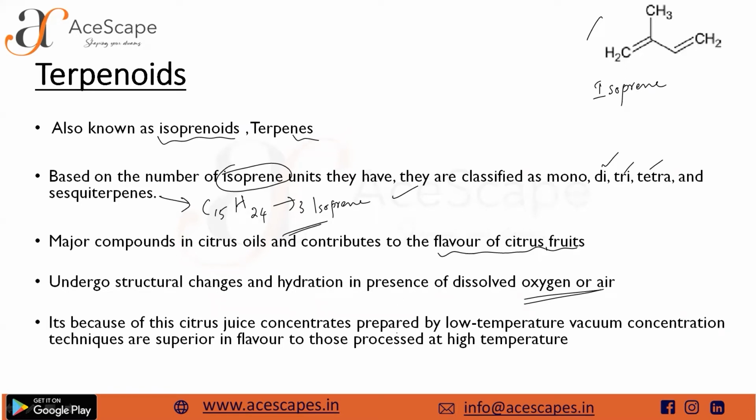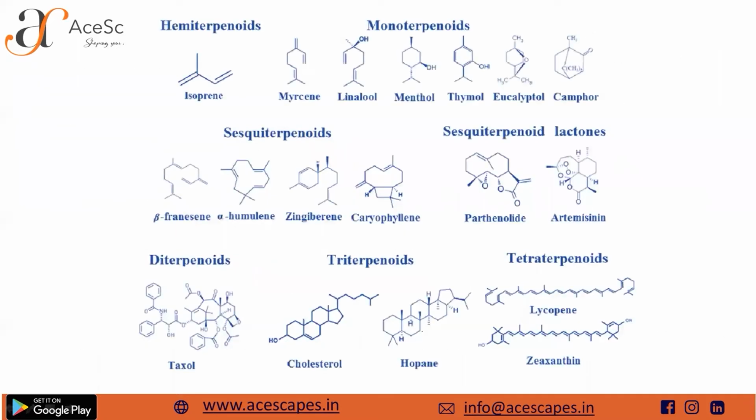That's why citrus juices prepared at low temperature or in vacuum conditions have superior flavor. You might have noticed this. Similarly to the terpenes, there is also a loss of vitamin C. That's why every time we say we have to prepare lemon juice in cold water, so that we can save all these components. Is it clear?